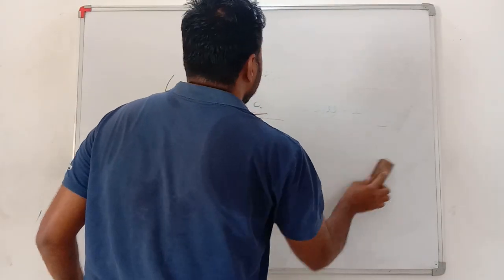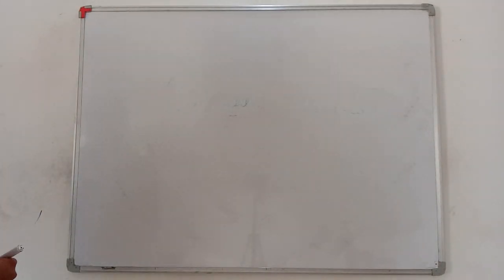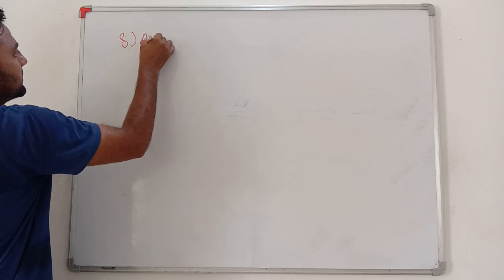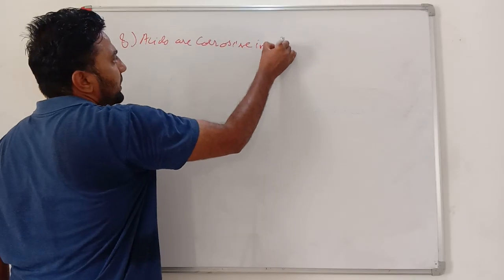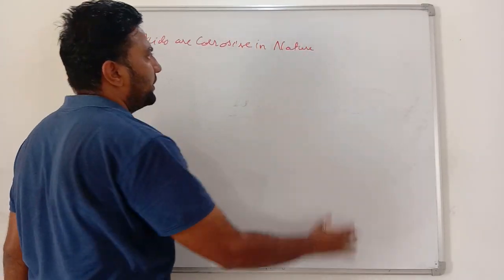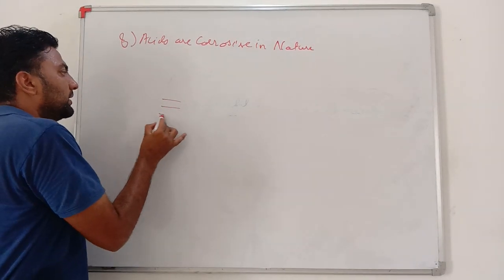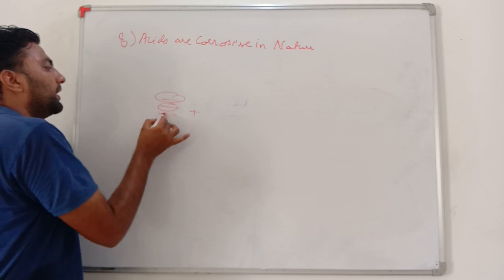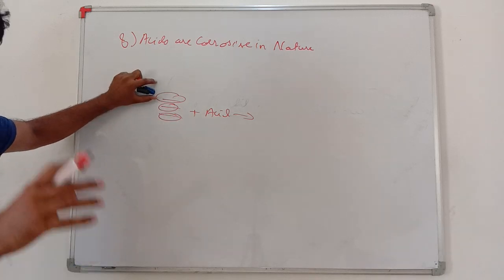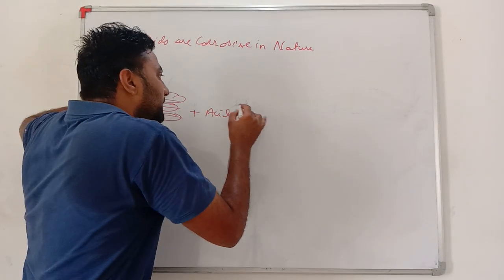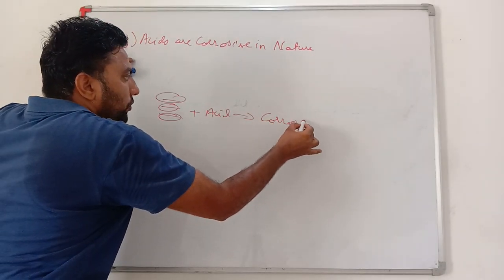Now, as we know, acid reacts with metals, acid reacts with many things and gives different products. That's why we say that acids are corrosive in nature. What does this mean? It means they react with many different materials, such as metals. When acid comes in contact with metals, the metal loses its property. This process is known as corrosion.